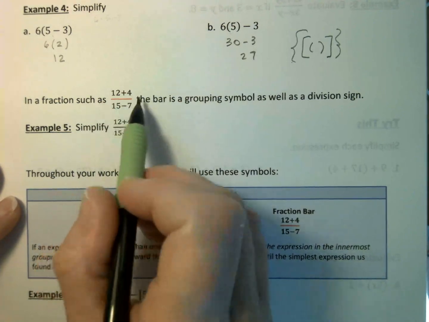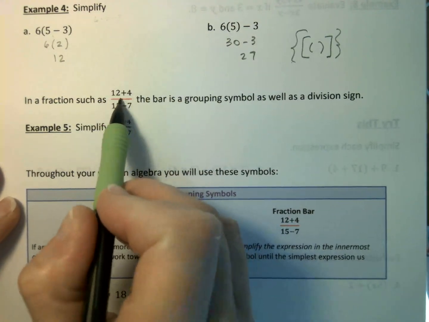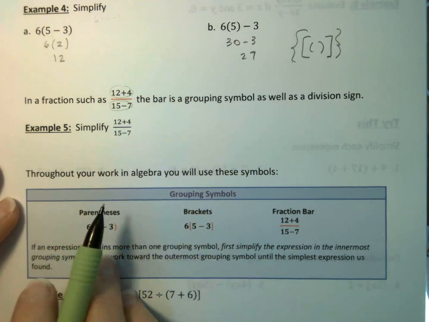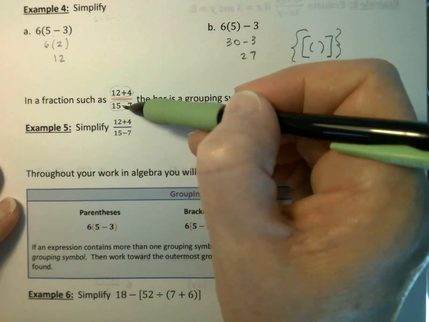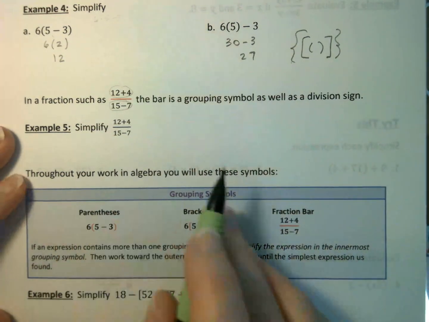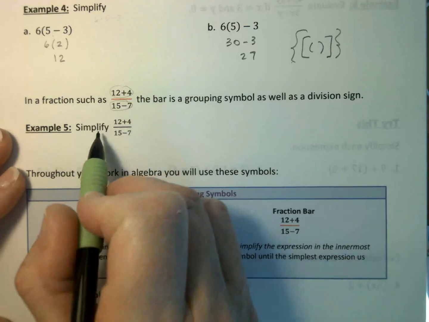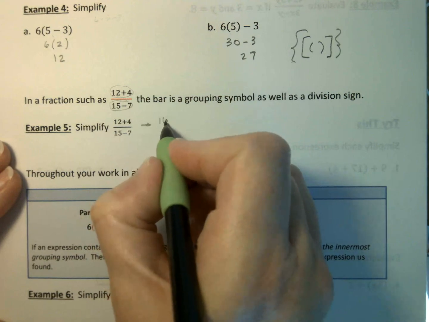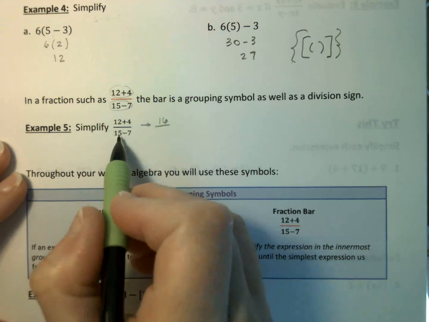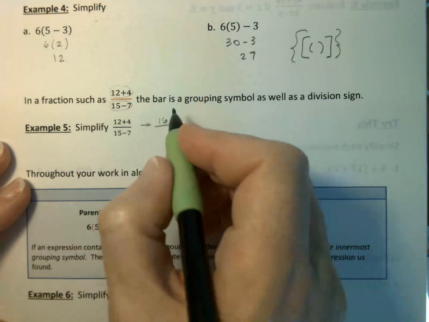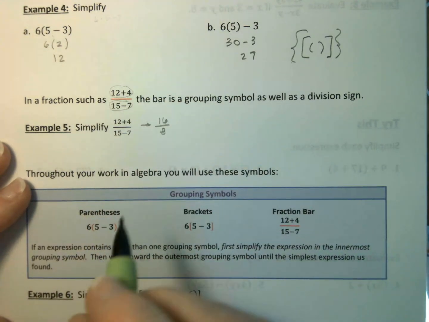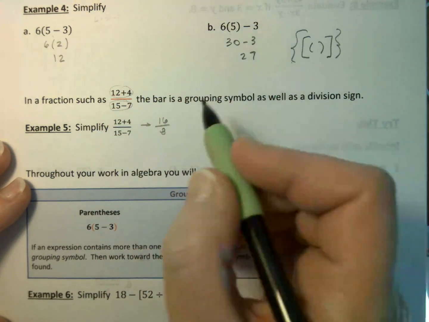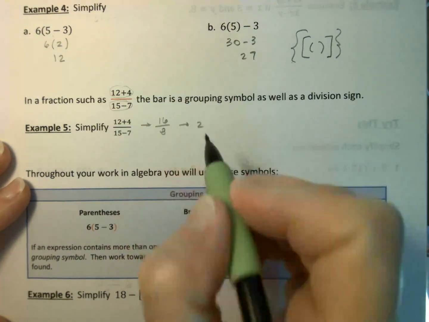So if I wanted to simplify this, the fraction bar tells me that I have to simplify the top first, and then I have to simplify the bottom, and then I can cross that bar. I can't cross that bar until it's simplified. So let's do example 5. I'm going to simplify 12 plus 4, which is 16. That's as simplified as it can get. And then I'm going to simplify 15 minus 7, which is 8, and that's as simplified as it can get. Now I can simplify the whole fraction, or I can just divide. So 16 divided by 8 is going to give me 2.